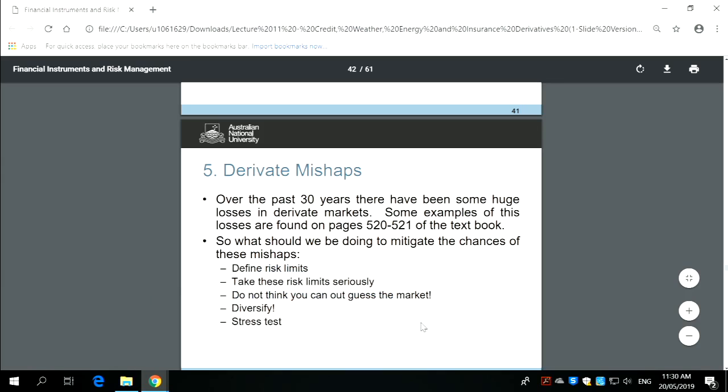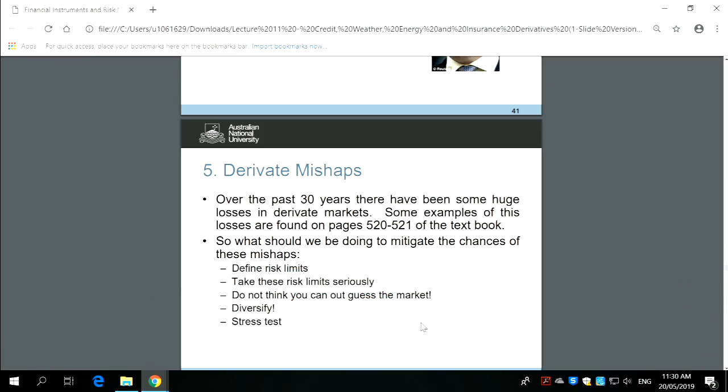And another suggestion is don't think you can outguess the market, right? The lesson we learned from Nick Leeson was that after he lost 68 million on the short straddle, he shouldn't have been entering into those long futures contracts because he thought he could outguess the market, right? So that was one of the biggest mistakes.